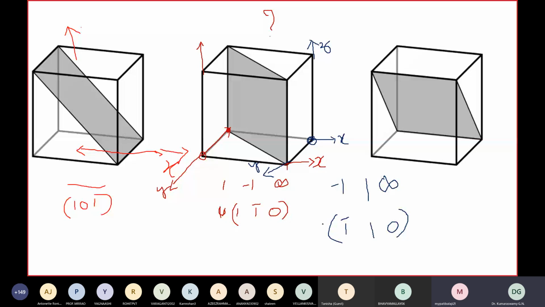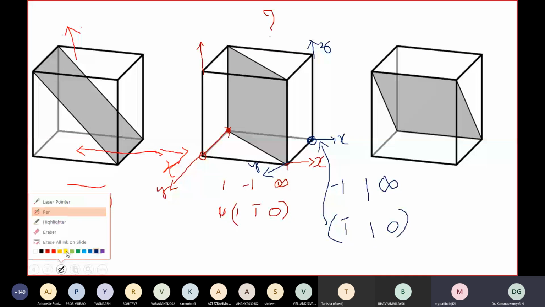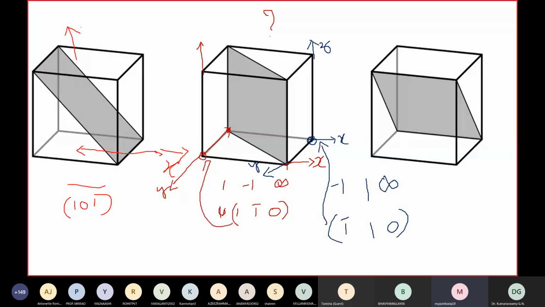That's it. So this is, if you take this as origin, this one, this one, if you take this as origin. Okay, here.